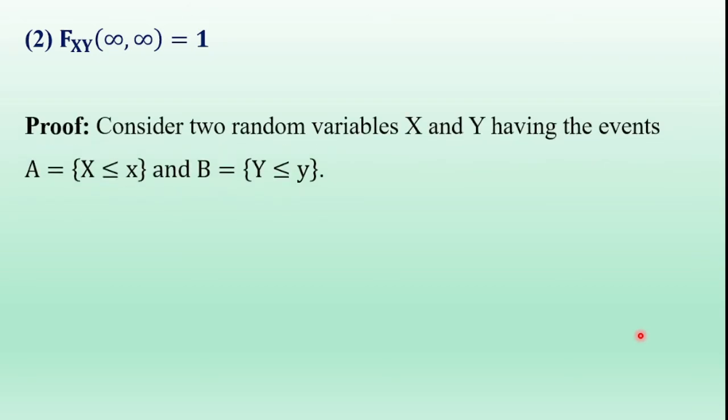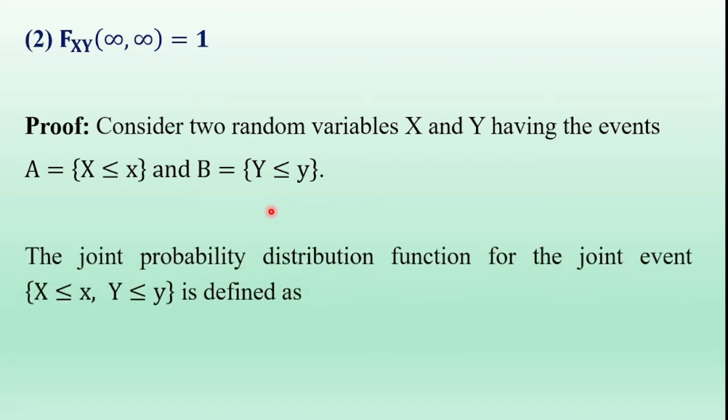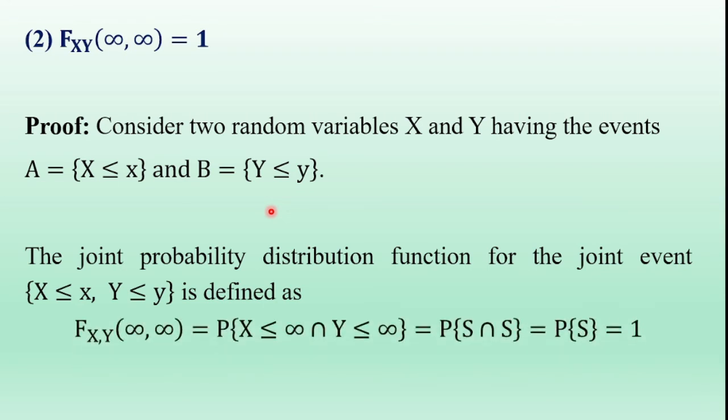Consider two random variables capital X and capital Y having the events A is equal to X less than or equal to x and B is equal to Y less than or equal to y. So we know that the joint probability distribution function for the joint event X less than or equal to x and Y less than or equal to y is defined as F_XY(x, y) is equal to probability of X less than or equal to x intersection Y less than or equal to y. So now here x is equal to plus infinity and y is equal to plus infinity.